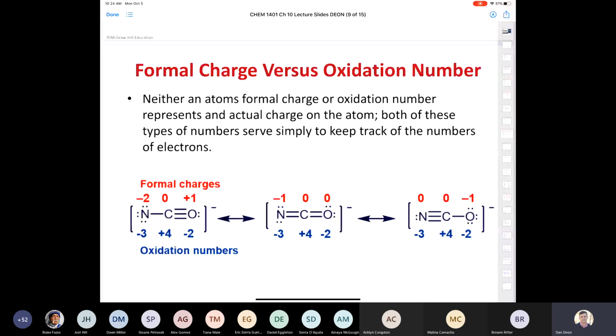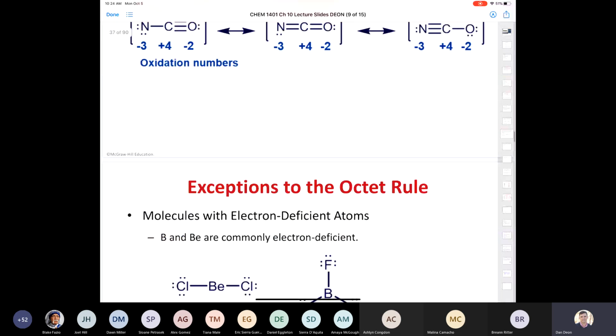Now, if you're getting scared and asking, do I have to know when to use which one? Not really, I wouldn't say in this class. If I ask you a question where you need to address formal charge or oxidation number, it's usually something that will become abundantly clear to you. It's not about me trying to trick you or make something so confusing that you can't figure it out.